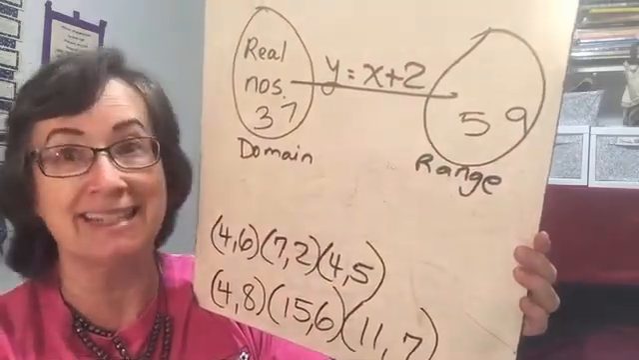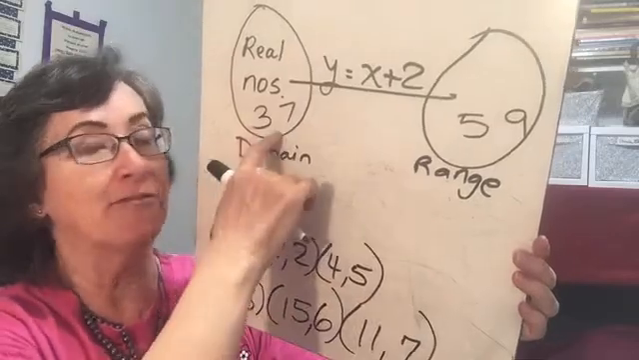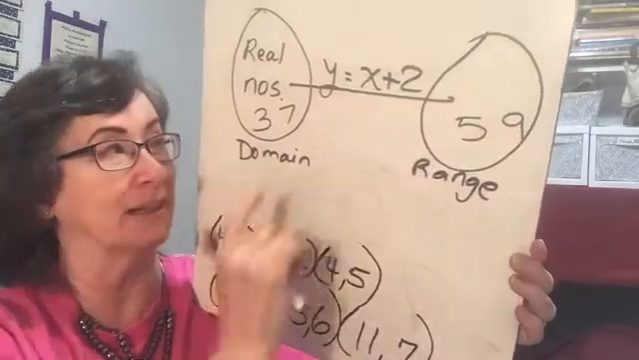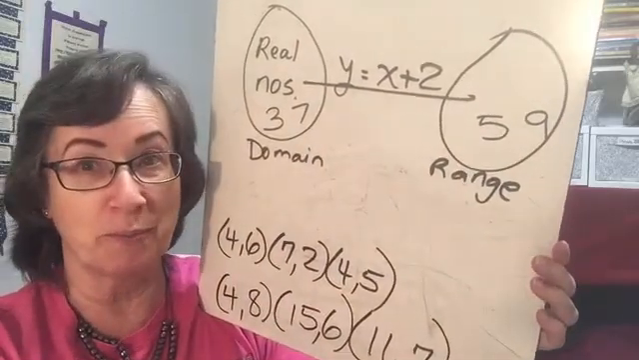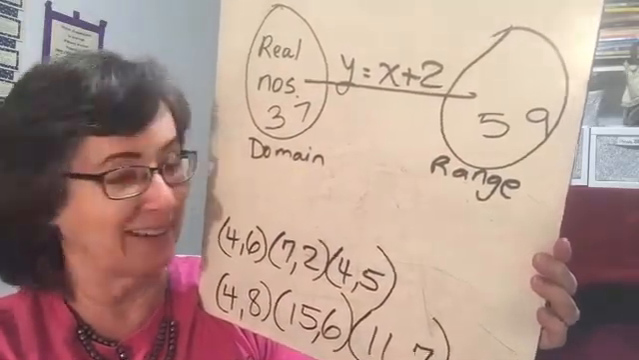Okay, but this is a function, right? Every input has only one output, because whatever it is, we're going to add 2 to it. And there's no way to get more than one answer, okay?